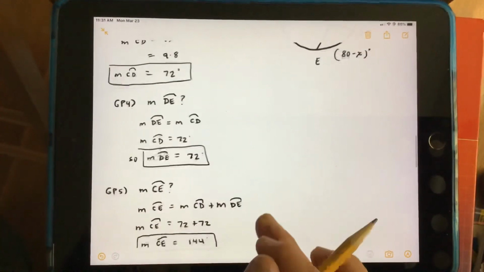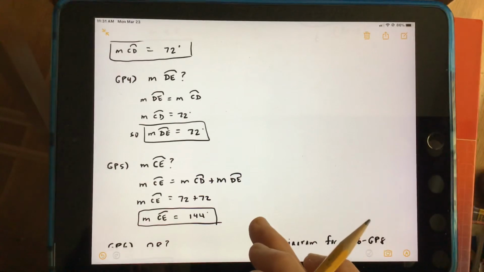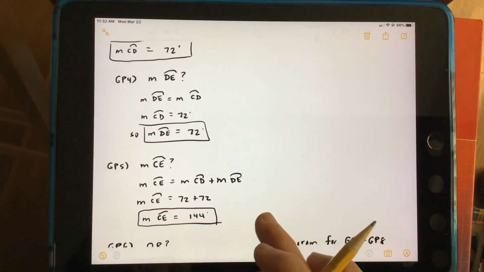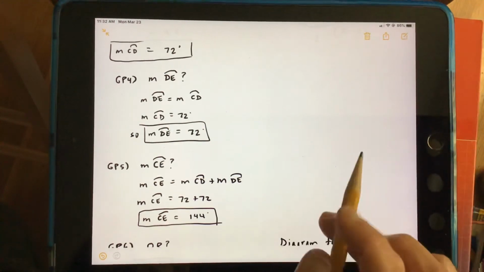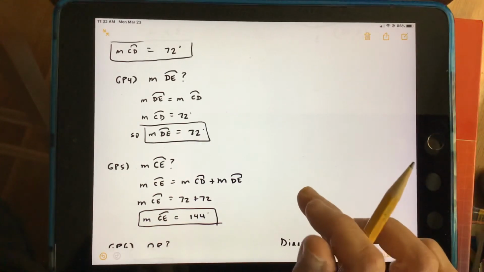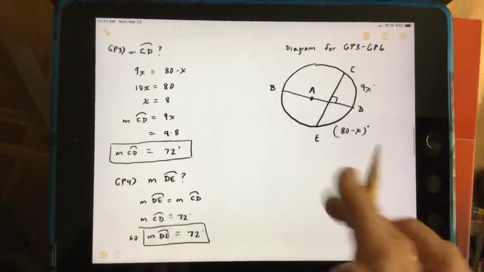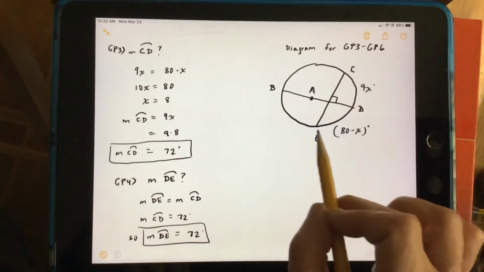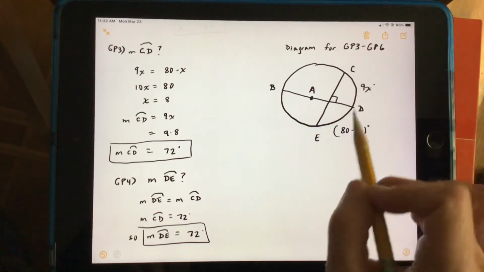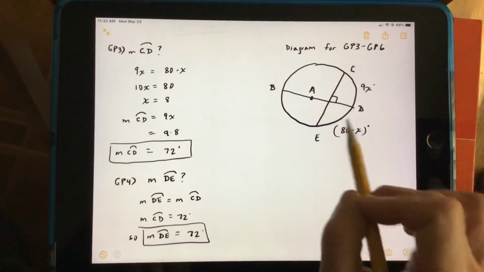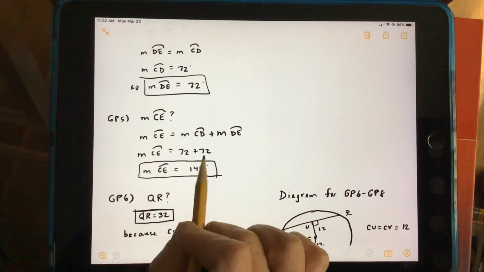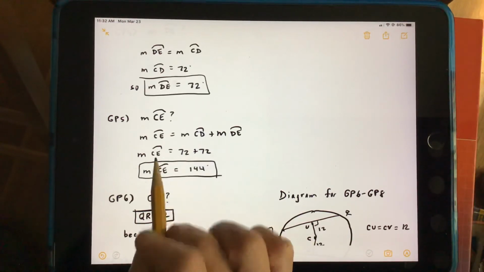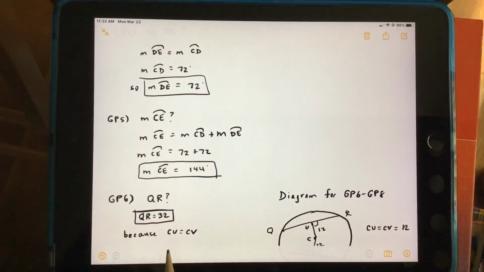Okay, now we're looking for the measurement of CE. So when we're looking at our circle, I'll bring it back in a minute so we can put these together. We're going to know that CE is the measurement of CD and DE put together. So let's take a look at that. CD and DE put together gives us CE. We know both of these are 72 degrees. We've already figured that out. So now we just add the 72 plus the 72, those two smaller arcs, to make the bigger arc CE, and the measurement of CE is 144 degrees.